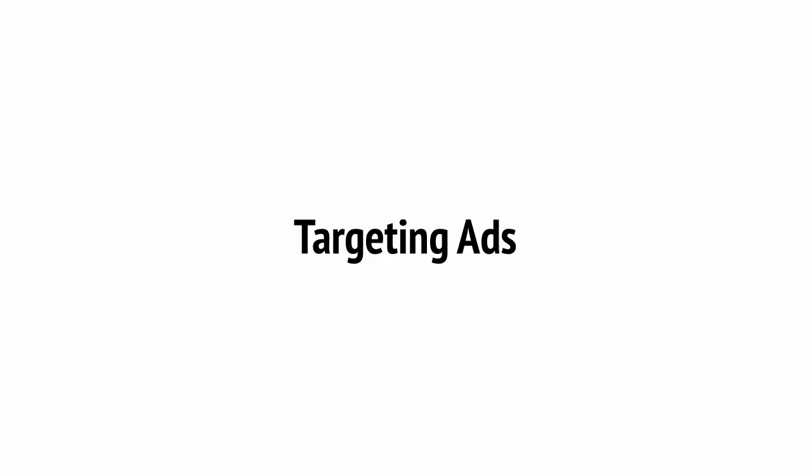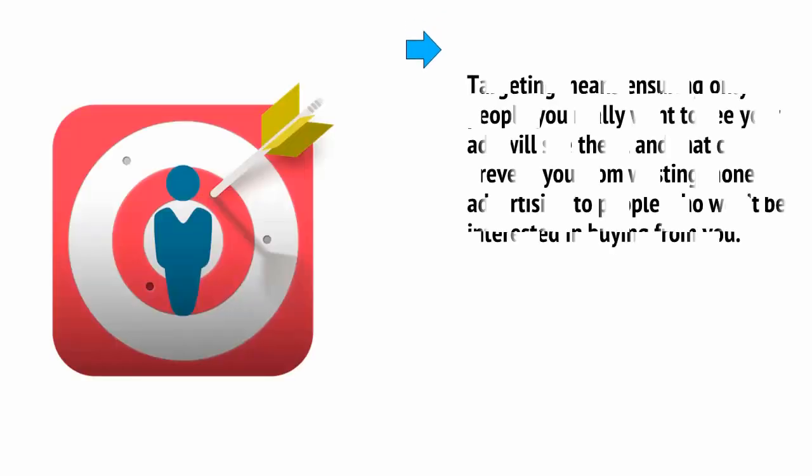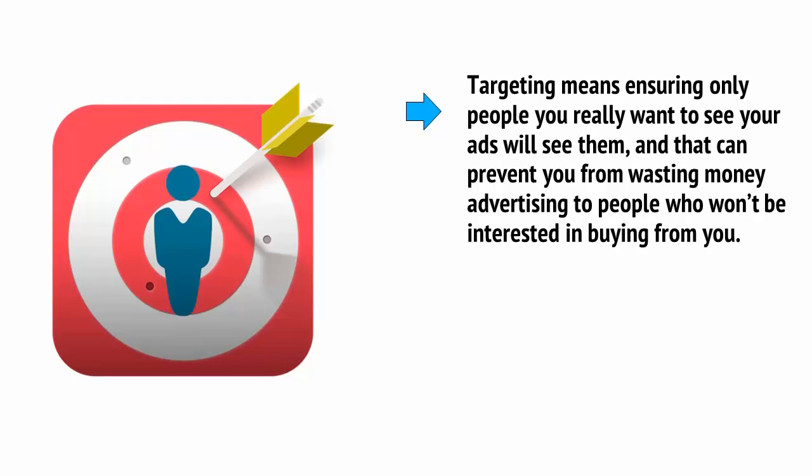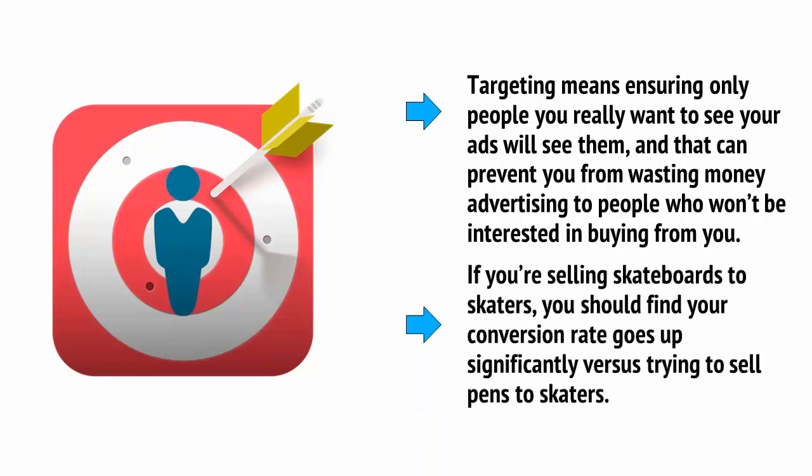There is another great benefit to PPC advertising too. It allows you to target specific types of visitors very precisely. Targeting means ensuring only people you really want to see your ads will see them, and that can prevent you from wasting money advertising to people who won't be interested in buying from you. If you're selling skateboards to skaters, you should find your conversion rate goes up significantly versus trying to sell pens to skaters.